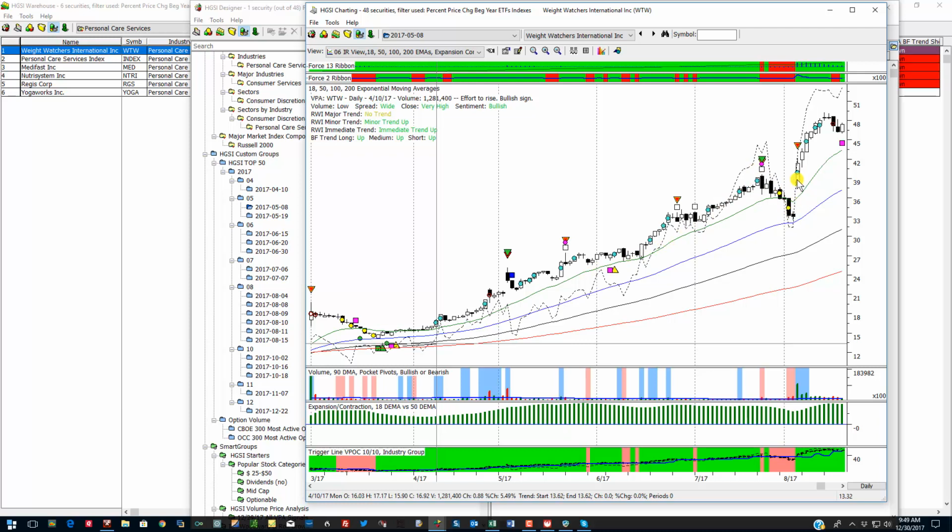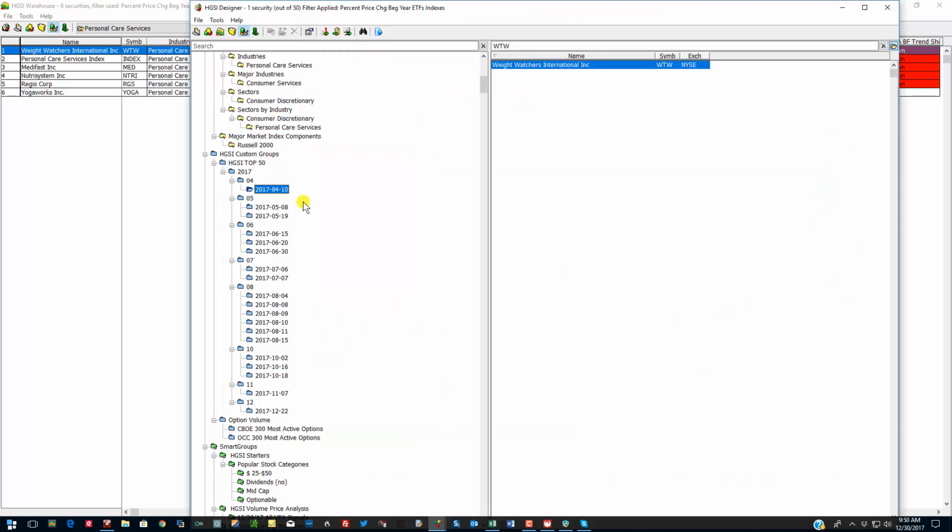and then here was that viable gap up, but it really hasn't done a lot. This was the main part of the move, and it did show up in the top 50 back on this date.